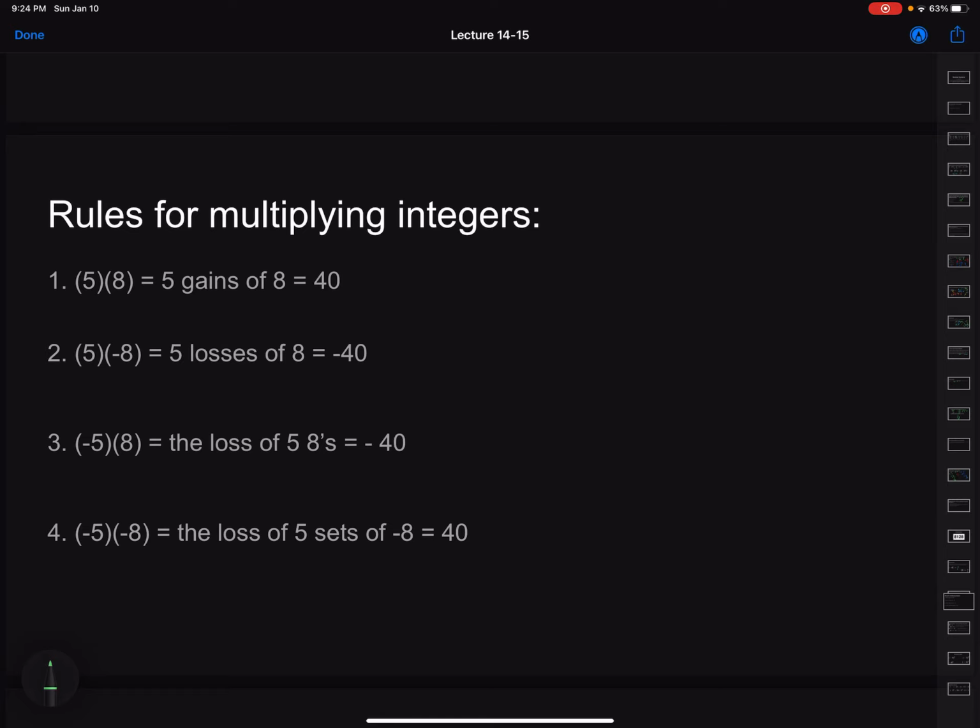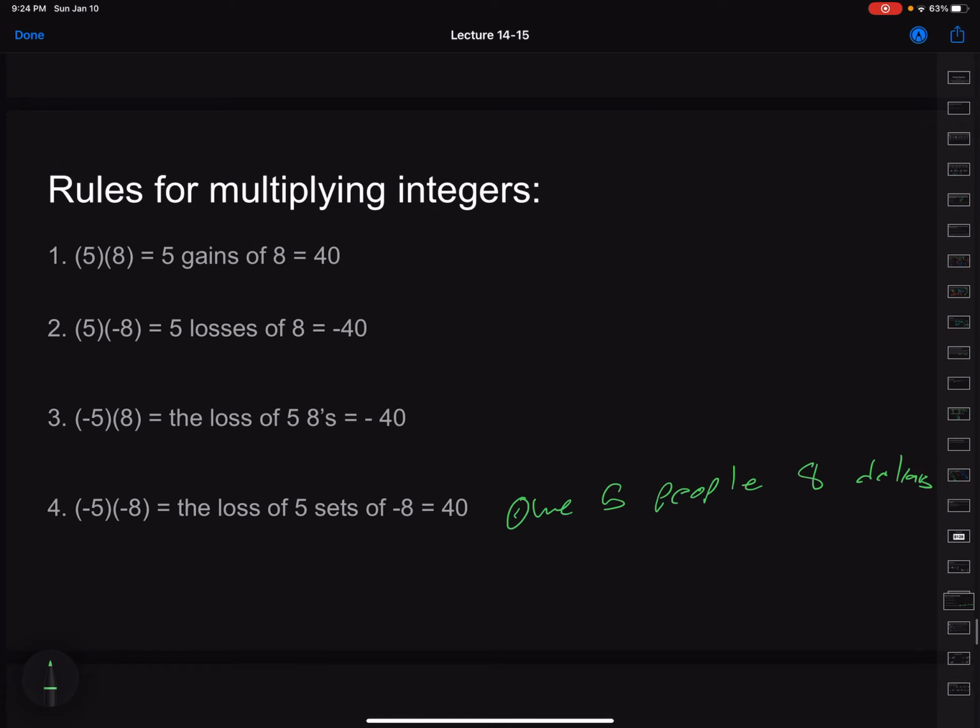And for the last one, you can think of cancellation of debt. You're taking away 5 sets of negative 8, or 5 negative 8 debts. So if you owe 5 people $8, by applying these negative 5s, you are taking away your debts, your 8 dollar debts.